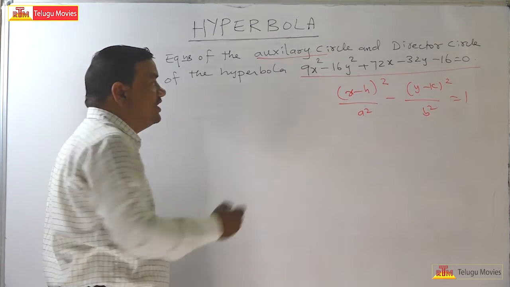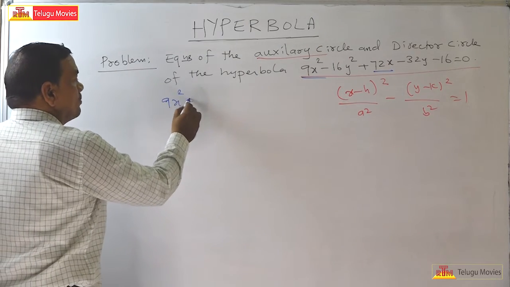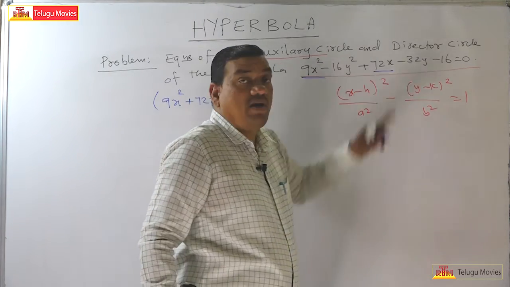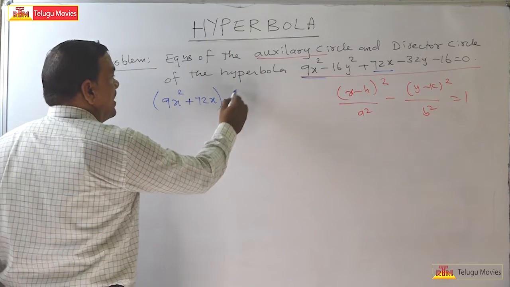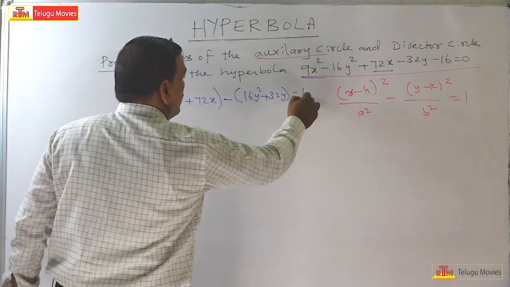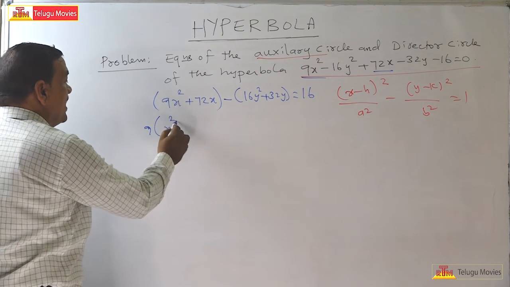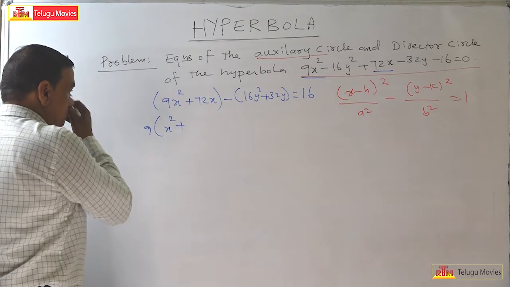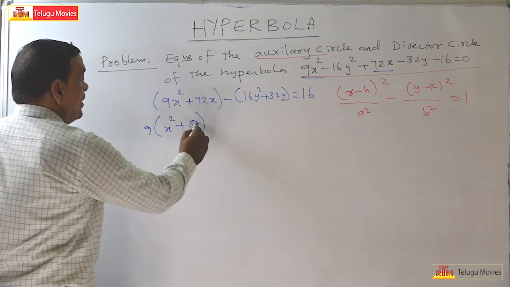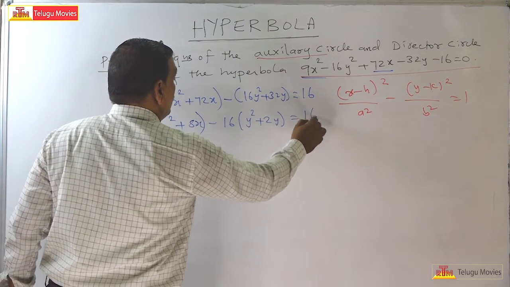For that, first write the x terms at one place: 9x square plus 72x as one bracket, minus 16y square minus 32y, so minus of 16y square plus 32y. Take the constant to the right hand side, plus 16. Now take 9 common: 9 times x square plus 8x, minus 16 common: y square plus 2y, is equal to 16.